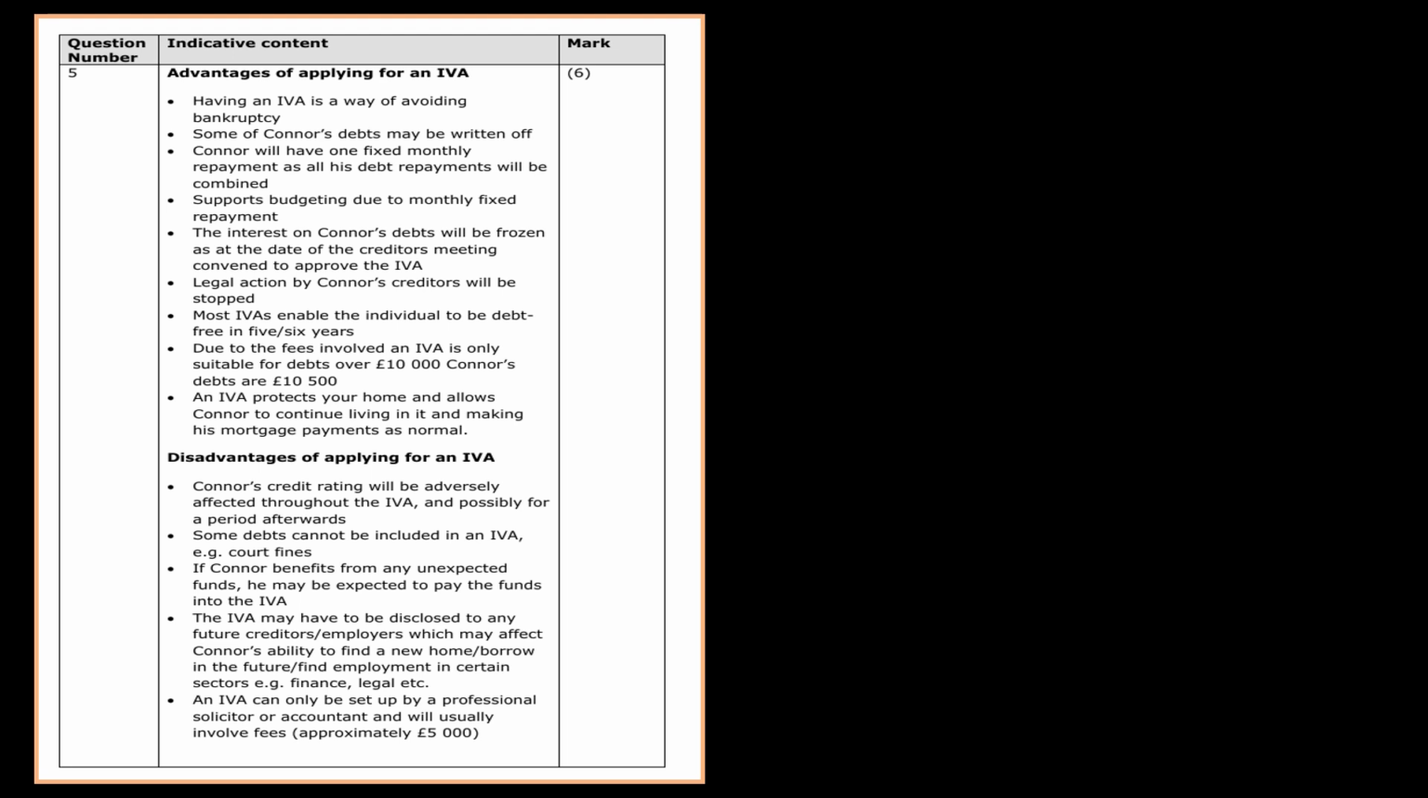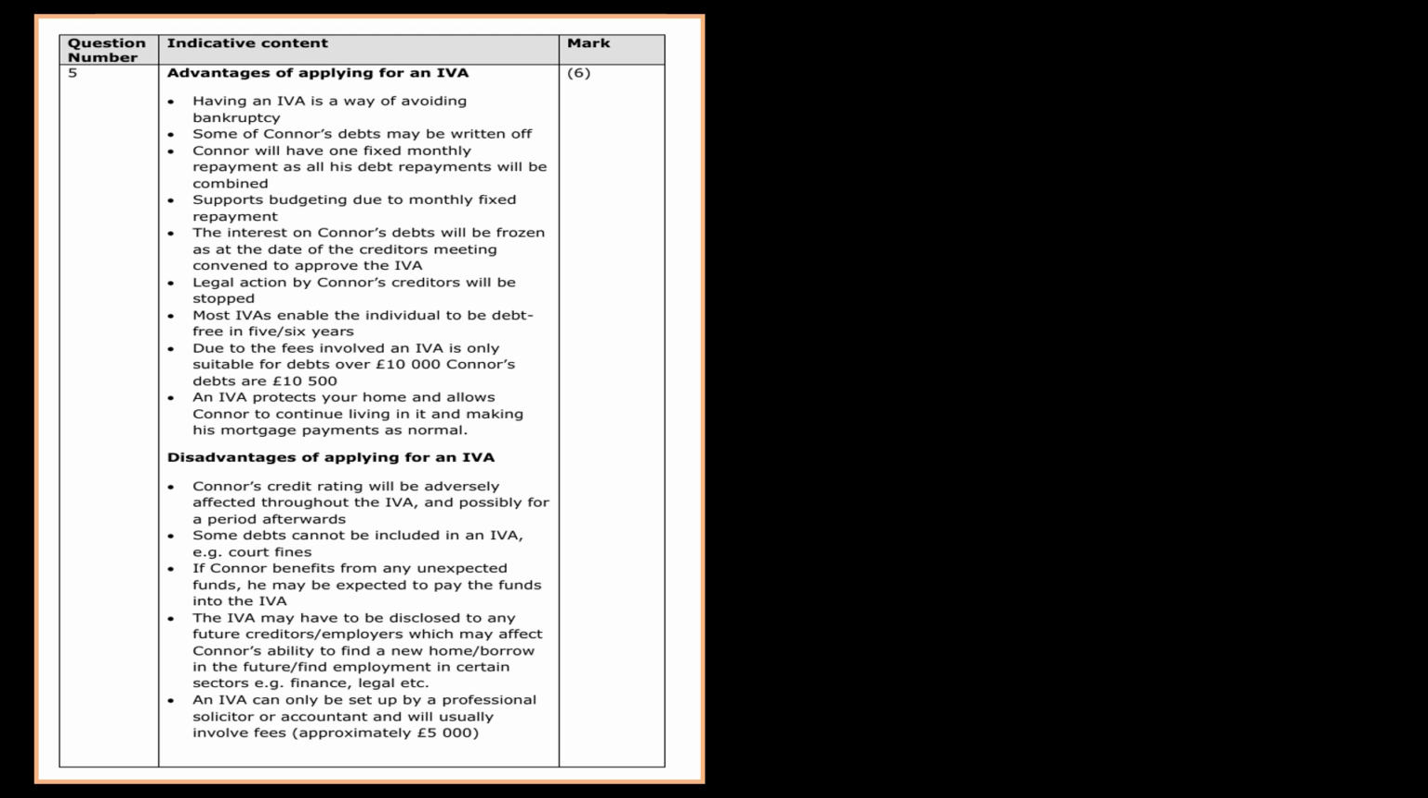Some debts cannot be included in an IVA. For example, court fines, you can't throw those into your IVA, so that's no good. If Connor benefits from any unexpected funds, he may be expected to pay the funds into the IVA. So if you had a lottery win or some inheritance or something that came in during the period of the IVA, he would have to put some money in to contribute towards his debts. That could be considered to be a disadvantage.